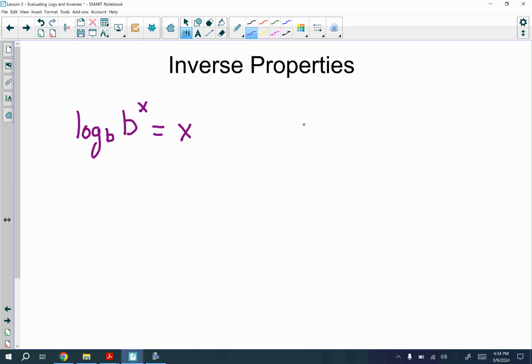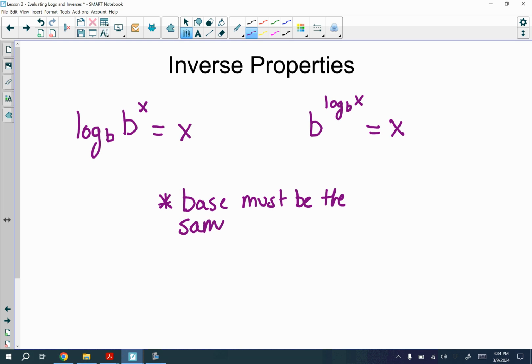And this is the same if we did it the other way. So we have base b of an exponential, raised to the log base b of x power. Once again, these cancel out because they are inverses. Now, in order for log and exponential to cancel, the bases must be the same.